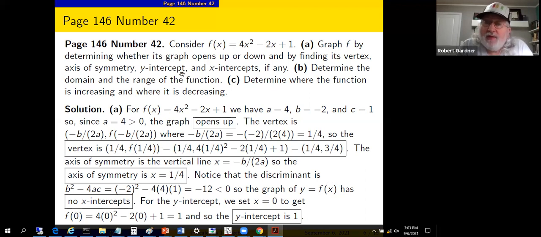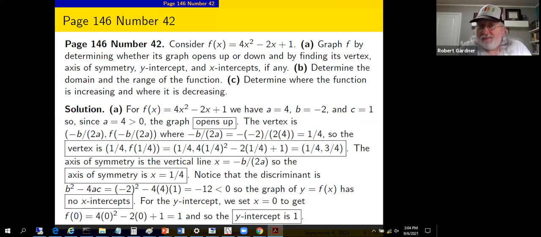Now the intercepts. As we just saw in that theorem, that depends on the sign of the discriminant, b squared minus 4ac in general. In this case, b is -2, a is 4, c is 1. We'll plug those numbers in: -2 squared minus 4 times a, which is 4 as well, times c, which is 1. Do the arithmetic. That gives us -12, which is negative. So we don't have any x-intercepts. The function is never 0.